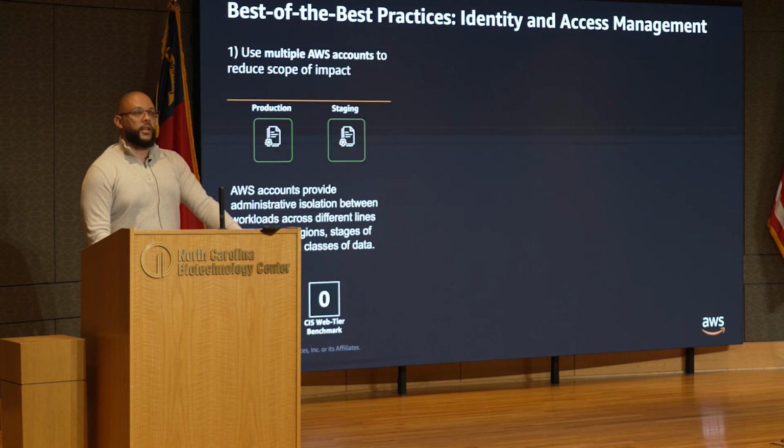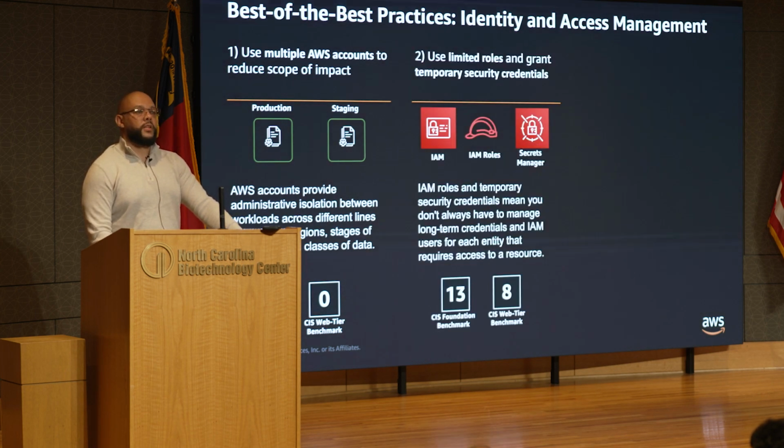So let's take a look at some of these best practices for identity and access management. One, use multiple AWS accounts to reduce the scope of impact. We talked about this. And if anyone's wondering, these numbers on the bottom are basically just markers to tell you how many times this particular statement or control is mentioned in each of those two benchmarks at the beginning. So it's 5 times in the foundation benchmark, 0 times in the web tier benchmark.